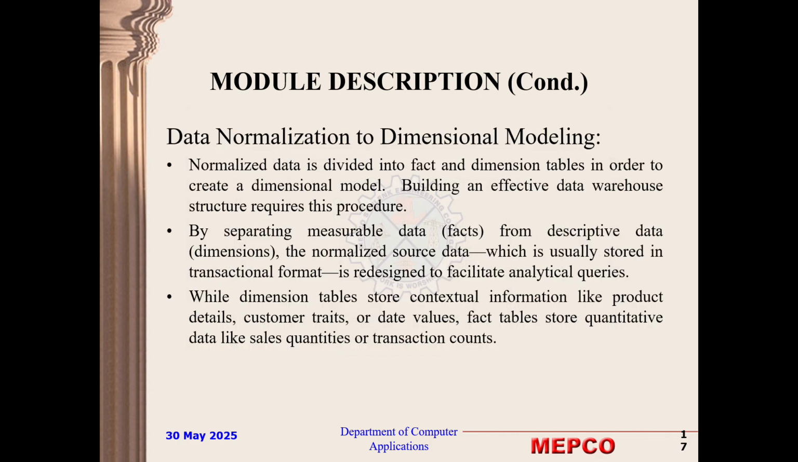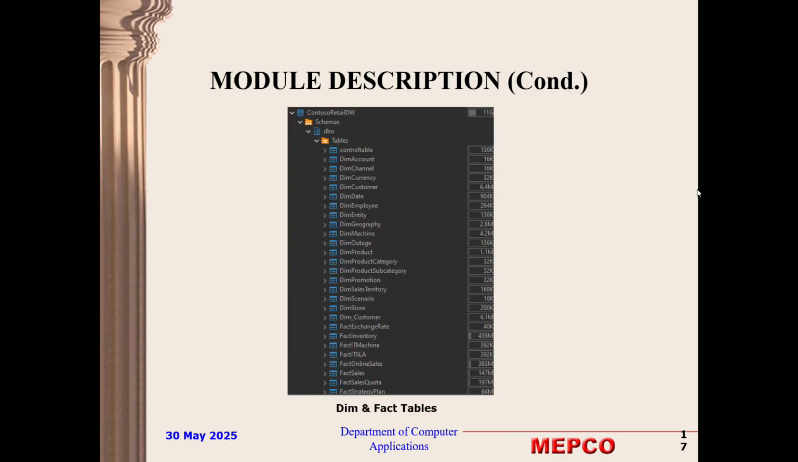Then, normalization to dimensional modeling. Normalized data is divided into fact and dimension tables in order to create a dimensional model by separating measurable data (facts) from descriptive data (dimensions). The normalized source data, which is usually stored in transactional format, is redesigned to facilitate analytic queries, while dimension tables provide contextual information.